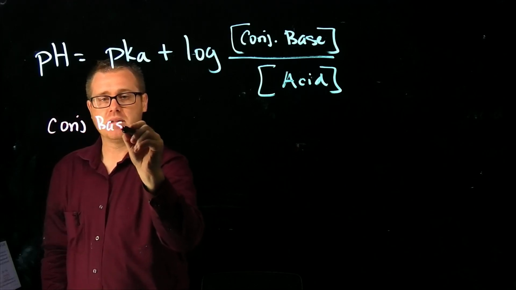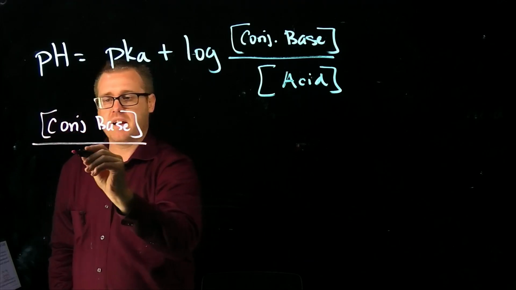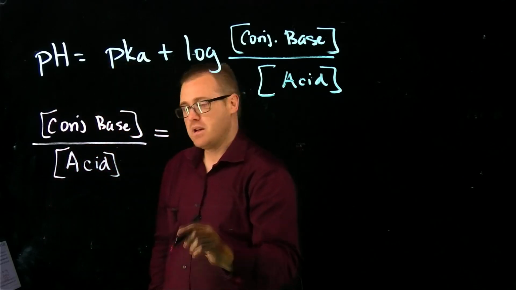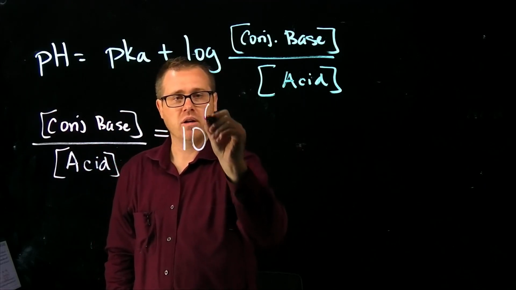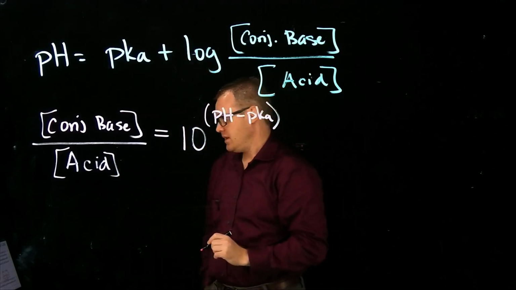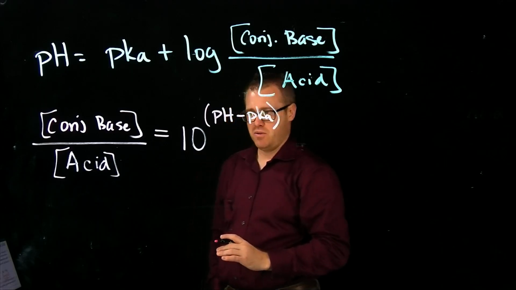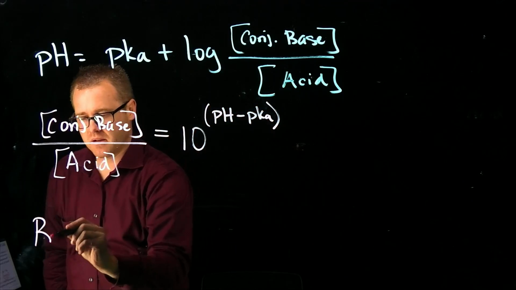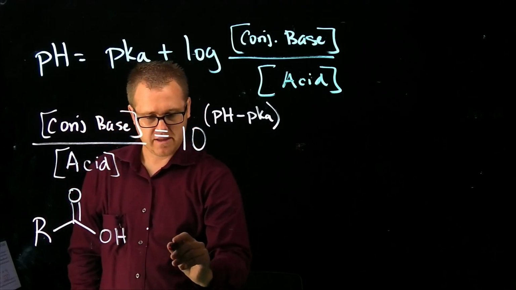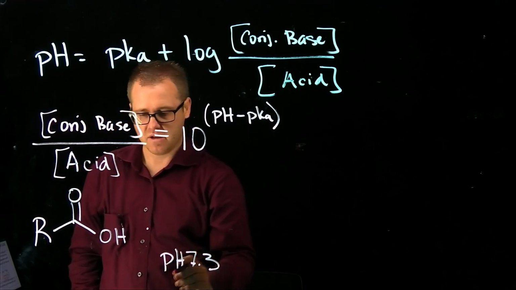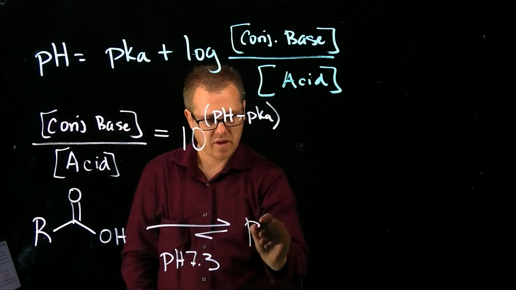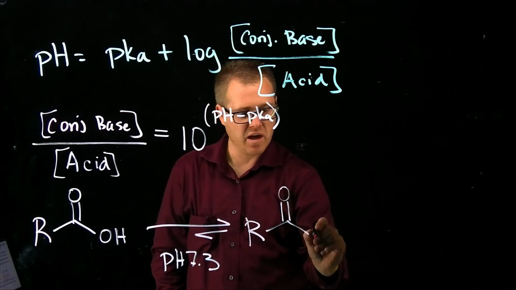The conjugate base concentration divided by the concentration of the acid is going to equal 10 raised to the power of the pH minus the pKa. And this is going to give us a value to our problem here with our carboxylic acid. Our pH is 7.3, physiological pH. And what did I say? It's going to be favored to the carboxylate. But by how much? Let's put a number to it.